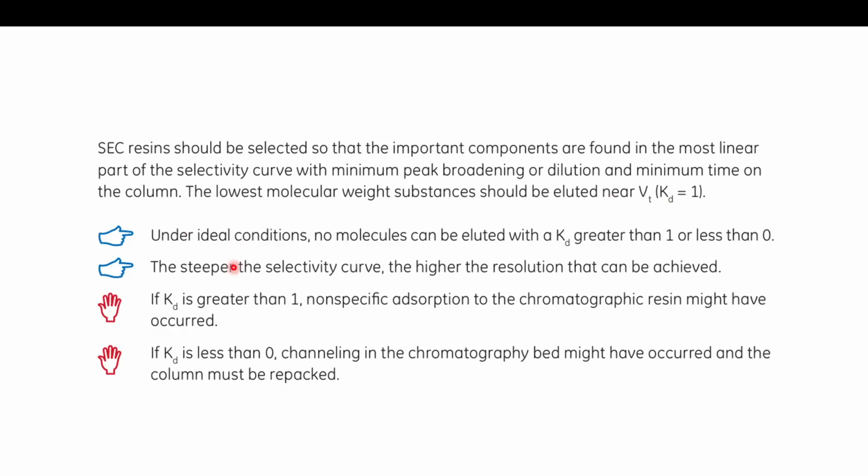Okay. So under really ideal conditions, no molecules should be eluted with a distribution coefficient greater than 1 or less than 0. And the steeper the selectivity curve, the higher the resolution we can achieve, giving well separated, well resolved and narrower peaks.